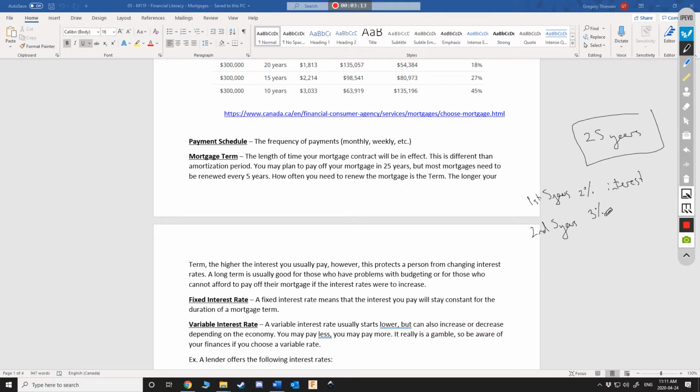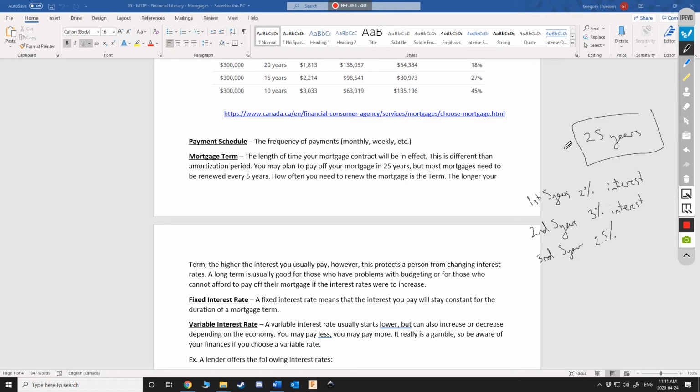Interest rate's now 3%. You now have to pay 3% interest for the next 5 years, or however long you lock into. Then it comes into the third 5 year period. Maybe interest rates dropped to like 2.5. You're like, oh yeah, it dropped, I pay less. But again, each year interest rates change. You don't know what's going to happen. No one really knows what's going to happen with interest rates. It can go up. It can go down.